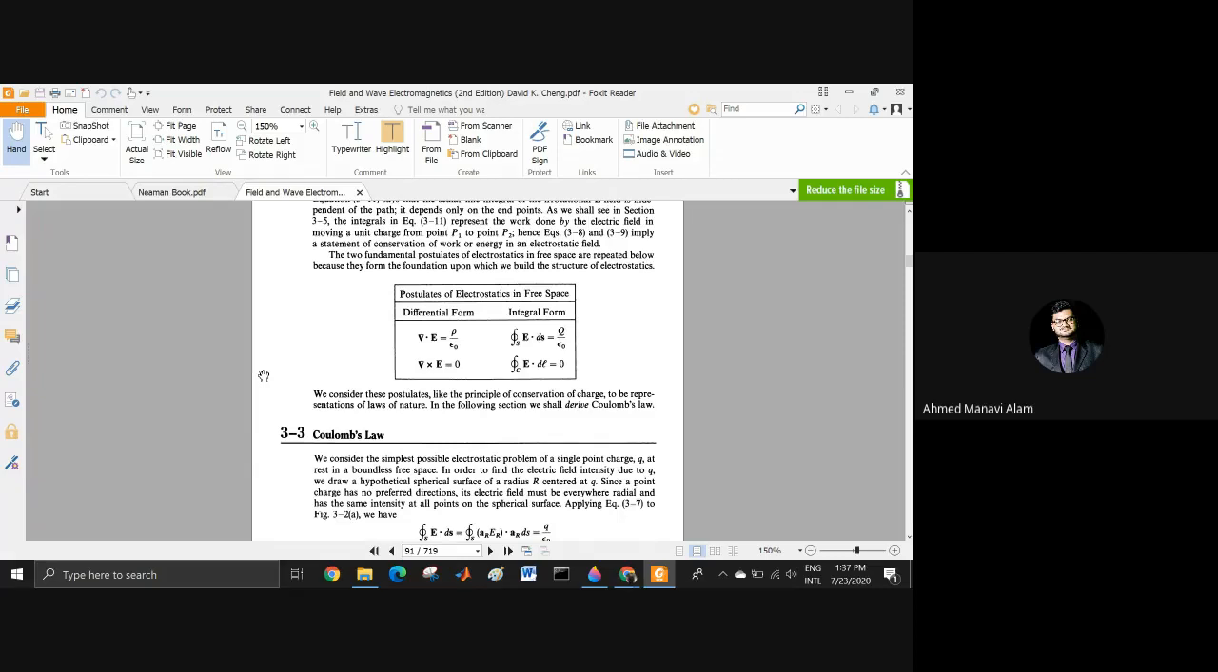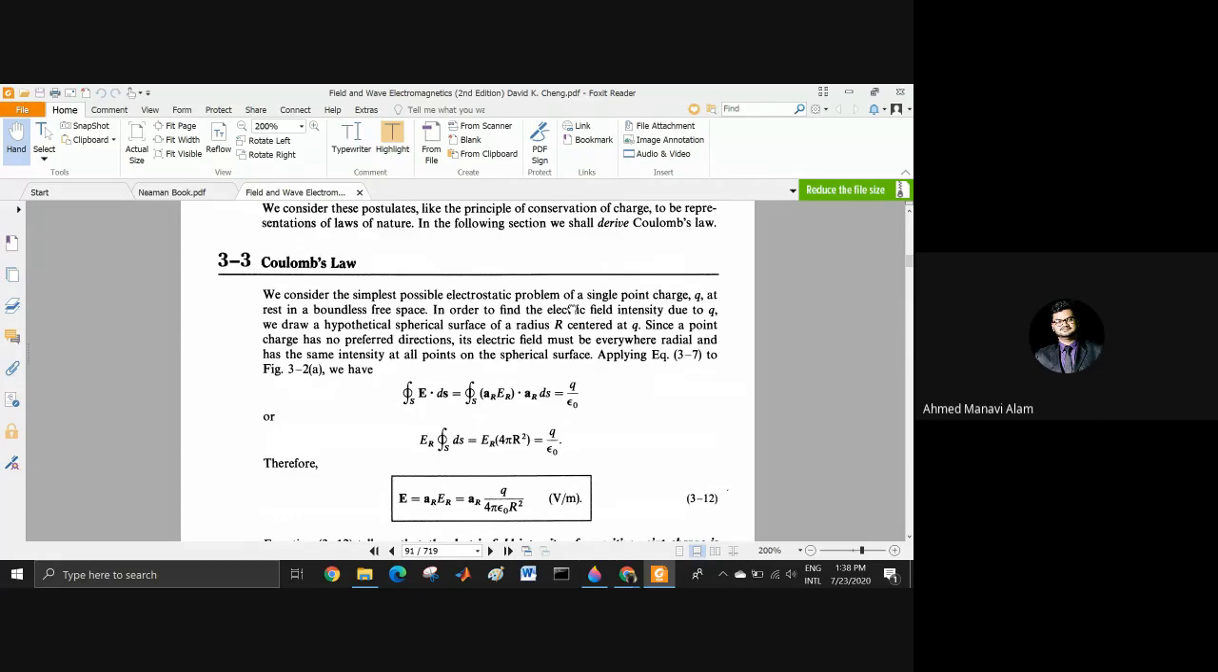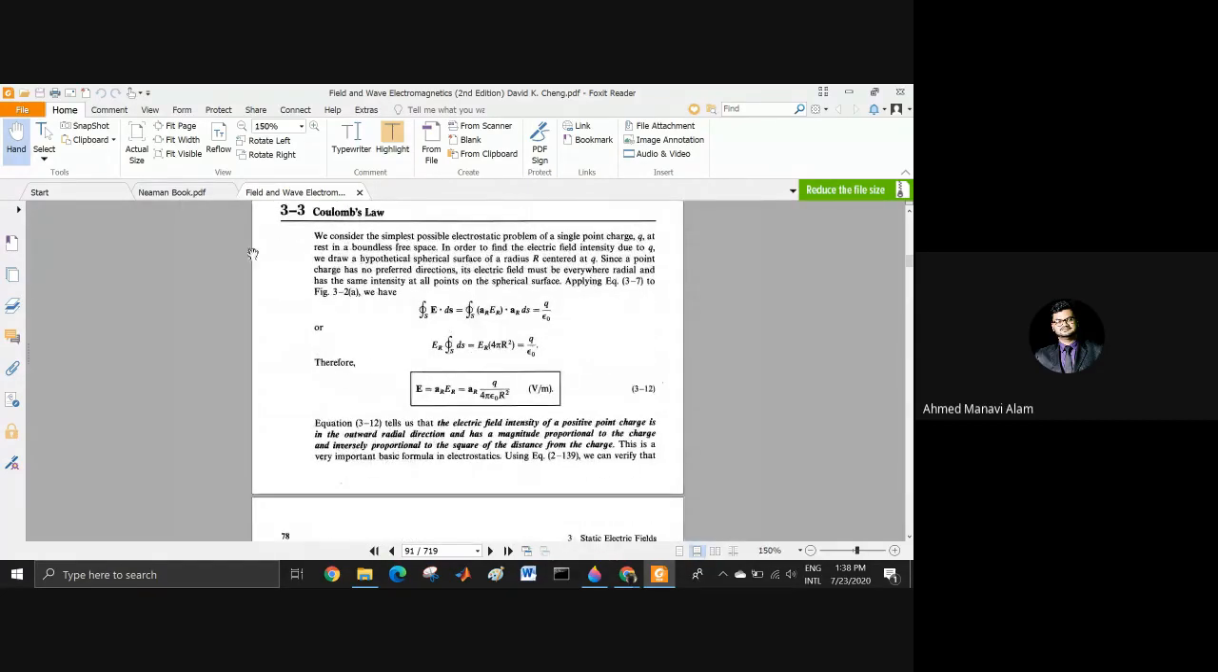So first thing first, one of the basic and simplest problems in electrostatics is Coulomb's law. So first we'll try to understand Coulomb's law. Now we consider the simplest possible electrostatic problem of a single point charge q at rest in a boundless free space.